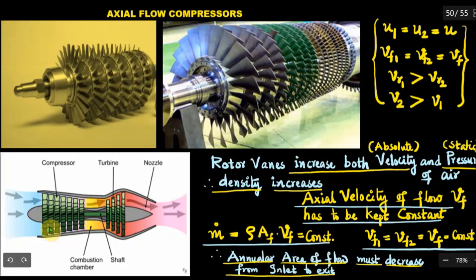Therefore, the area of flow must be reduced progressively from inlet of the compressor to the outlet of the compressor. But remember, we are talking about the annular area of flow. We are not talking about the area between the vanes, the area between the inlet tip of the vane and outlet tip of the vane. That area, between the inlet tip and outlet tip, for both stator vanes and rotor vanes, increases in the case of axial flow compressor, because it always provides diverging passages during the flow through the individual rotor vanes and stator vanes.